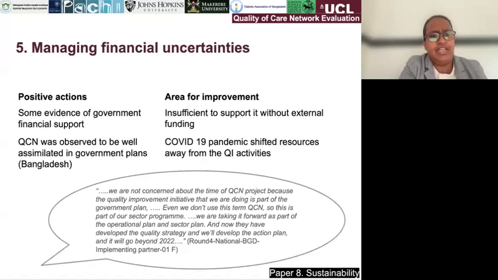The fifth is managing financial uncertainty. Here, there was some evidence of government financial support, specifically in Ethiopia and Uganda. However, this was not sufficient to support the Quality of Care Network without the support of external funders. And the COVID pandemic also shifted resources away from all these quality initiative activities, which exaggerated the financial uncertainties during that time. Next slide, please.